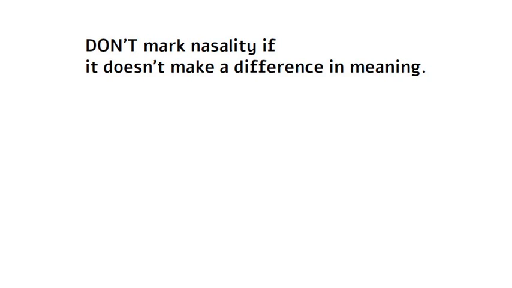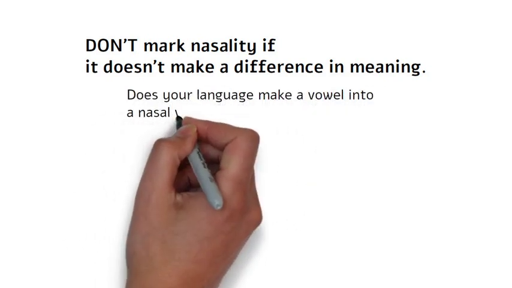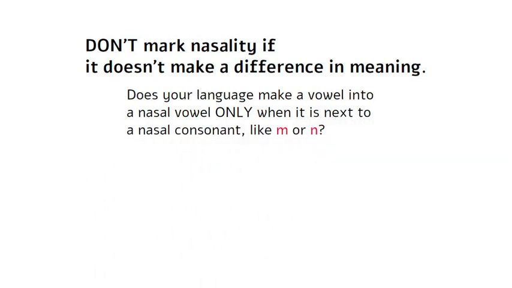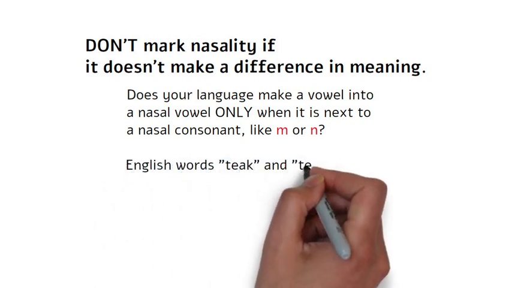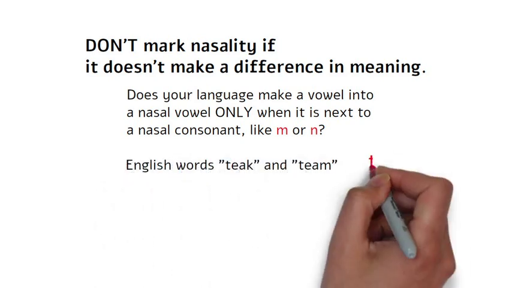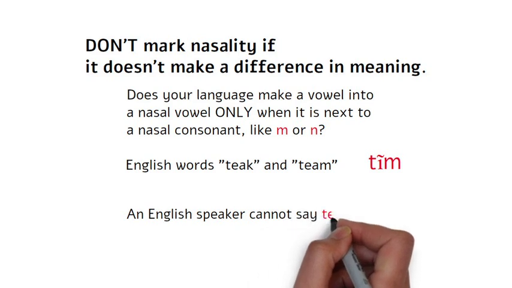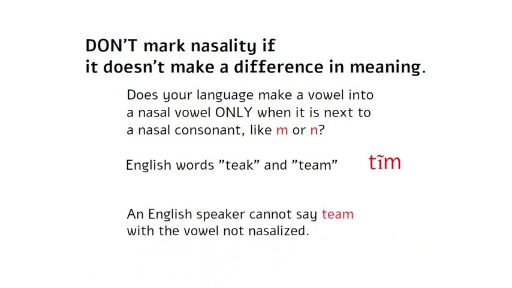Right. You do not want to mark nasality when it is not contrastive, that is, making a difference in meaning. Does your language make a vowel into a nasal vowel only when it is next to a nasal consonant, like M or N? If I say the English words teak and team, the E is nasalized before the M, but not before the K. An English speaker can't say team with the vowel not nasalized.